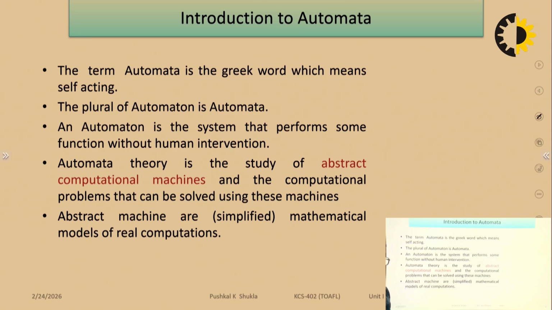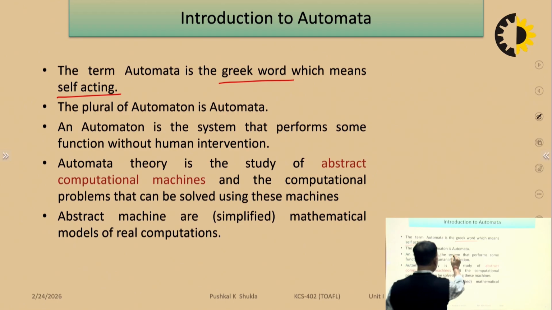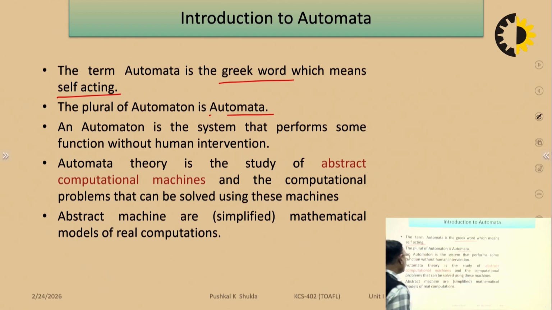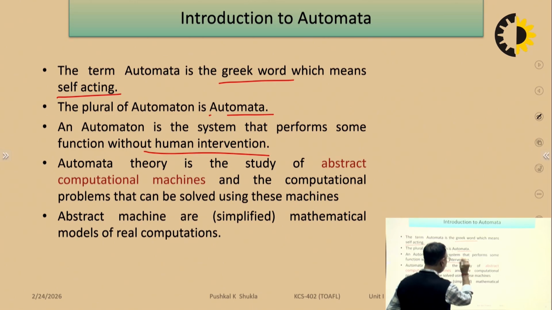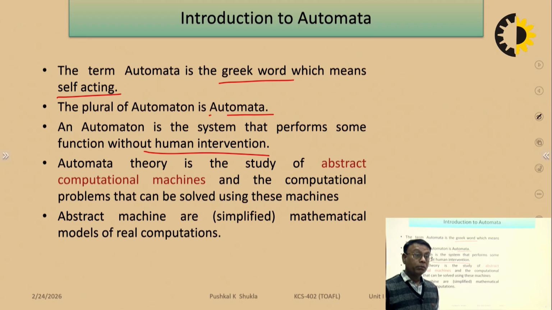Now come to the introduction to automata. The term automata is a Greek word, which means self-acting. The plural of automaton is automata. And automation is the system that performs some function without human intervention. It takes inputs, processes them, and then provides outputs without human intervention.